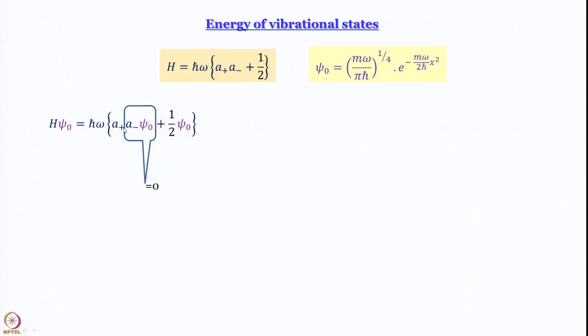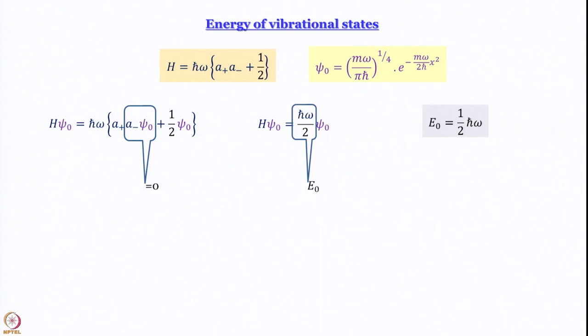So, even if you apply a plus to that, a plus 0 is also 0, it is 0 everywhere, you do not know what to do with it. So, conveniently the first term becomes 0, only the second term survives. What you get then is that the second term is half h cross omega multiplied by psi 0. So, the Schrodinger equation reduces to H psi 0 equal to h cross omega by 2 psi 0, okay. What is the eigenvalue here? H cross omega by 2, and that then is E 0, the energy of the lowest energy vibration state, okay.